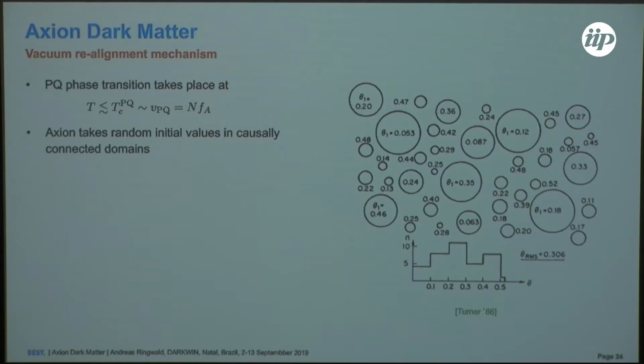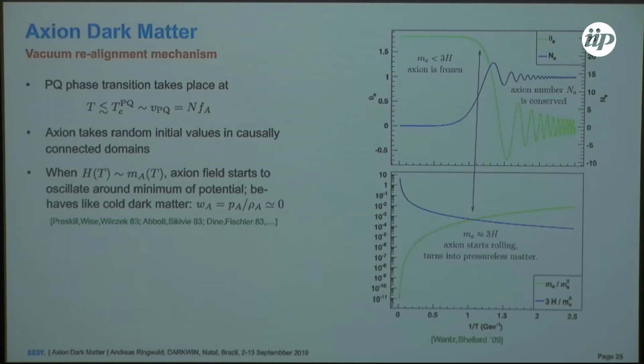And then you can talk about axions and these rho excitations, these scalar excitations, and the axion field, this angle, will take random initial values in causally connected domains in the early universe. So it will have different values in different causally connected domains. Then, if you consider the field evolution in one of these domains, in the beginning, due to the Hubble expansion, the field value is frozen at its initial value. And this continues to be frozen at its initial value until the Hubble expansion rate drops to the axion mass. And as soon as the Hubble expansion rate, which is plotted here, drops to the axion mass, which is plotted here, then the field starts to oscillate around zero.